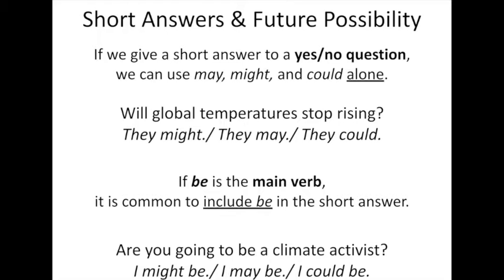We can often use short answers for questions about future possibility. This means that if we give the short answer to a yes or no question, we can use may, might, and could alone. For example, will global temperatures stop rising? We could answer this using just the subject and the modal. For example, they might, they may, or they could.